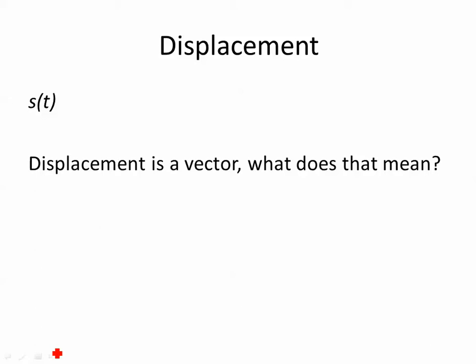So when we talk about something moving side to side, going to the right will be positive, just like it always is, and going to the left will be negative, just like it always is. Up will be positive, down will be negative. Okay? So that's the basic idea behind displacement being a vector.